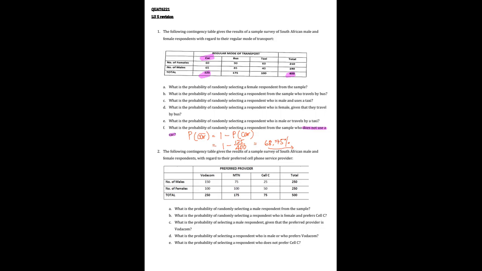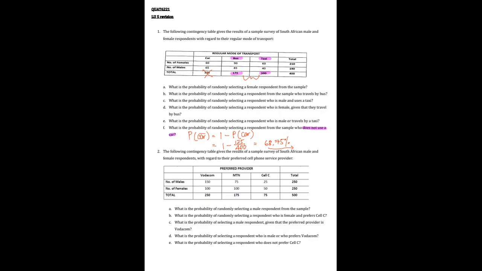If you say to yourself that since it's not a car, it will be the other two, which is a bus, which is 175, and a taxi, which is 100, and you say let's just add them, because that's the same thing as saying that it's not this one, not the 125 out of the 400 in total. This is not going to get you the full marks.